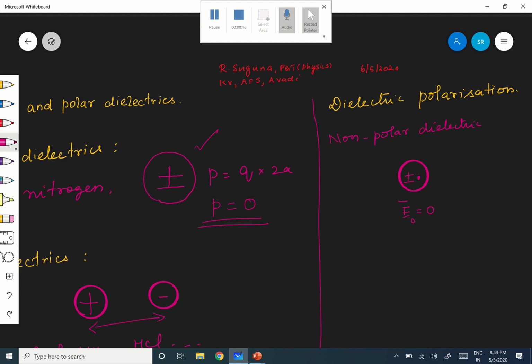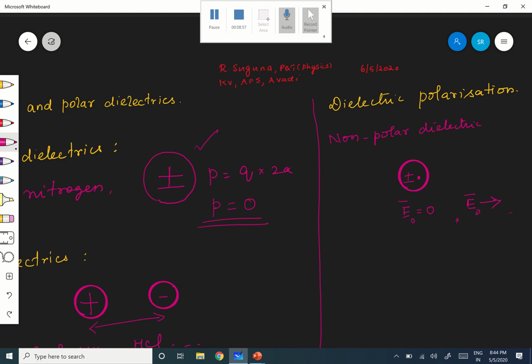But when a non-polar molecule, I have taken only one single molecule, after that I will take a dielectric, okay? If a non-polar molecule is kept in an external field, what is the direction of the external field here? It is in this direction. Now it is kept in an external electric field. E naught is in this direction, means electric field lines will go from positive to negative, correct?